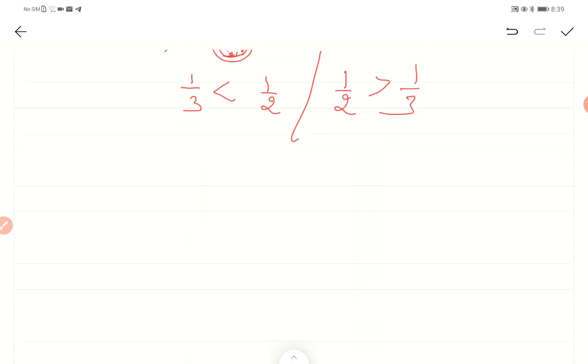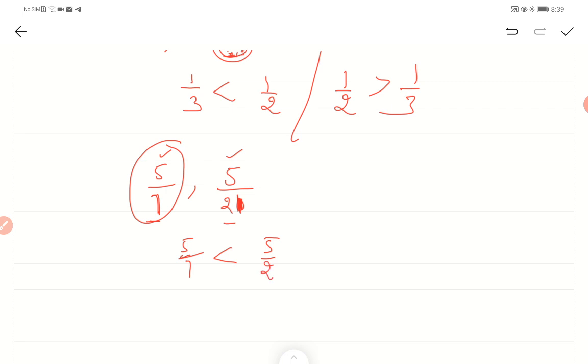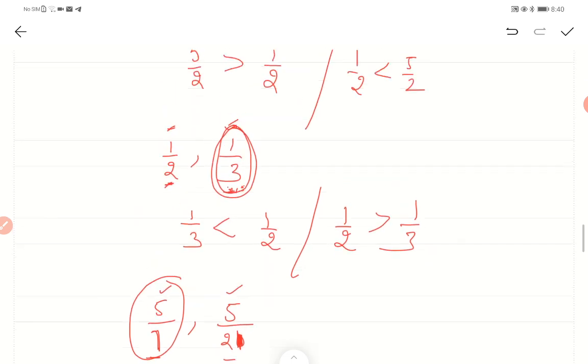Let me take one more example. If I have 5 by 7 and 5 by 2 to compare, here the numerators are equal. Now let me compare the denominators. 7 is greater than 2, isn't it? That means the fraction 5 by 7 is less than 5 by 2. Or you can directly say this. It is exactly opposite to the numerator case.